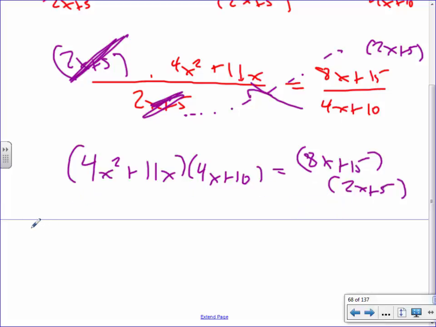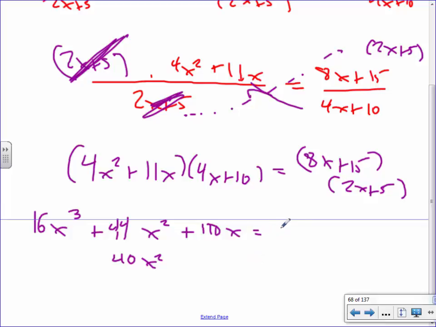I said this earlier in the semester. It's not harder, it's just more work. It's just going to be a lot here. All right, 16x cubed plus 44x squared plus 40x squared plus, oh goodness, is that 110x? Yay.